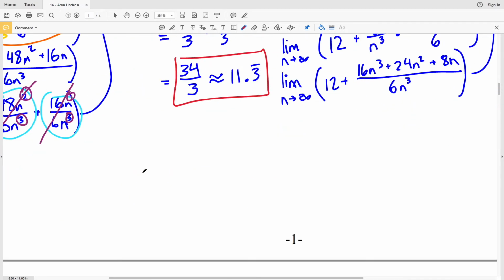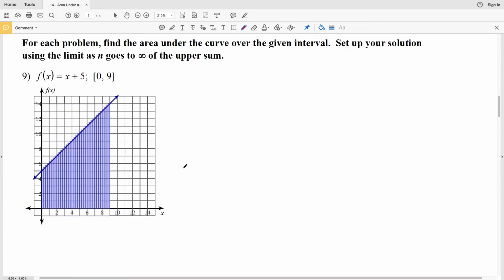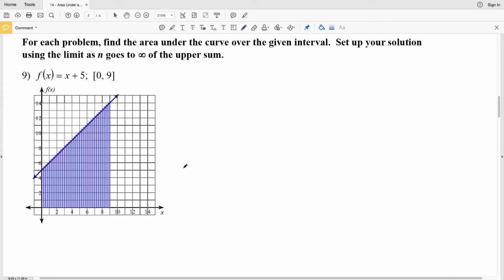Now onto the second page. On the second page, it says for each problem, we're going to find the area under the curve over the given interval, and we're to set up our solution using limits as n goes to infinity of the upper sum. Now this sounds confusing, but there's an easy way to think of this.